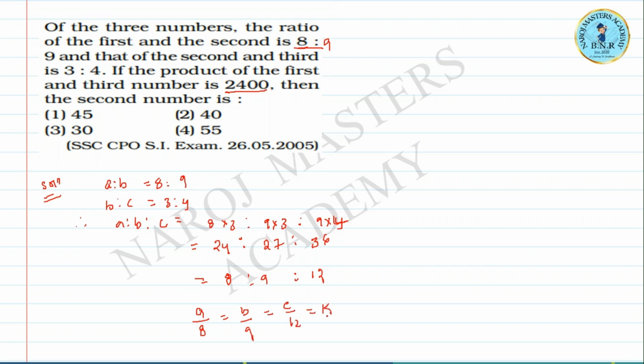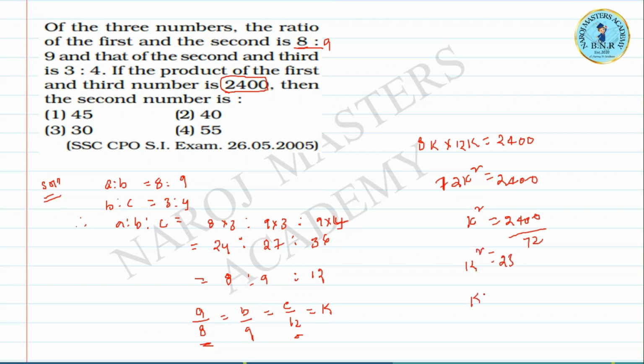We don't know the product, right? So according to the question, the first and third number product is 2400. The first and third numbers are 8 and 12, so you have to write 8k into 12k is equal to 2400. 12 8s are 96, so k square is equal to 2400 by 96, k square is equal to 25. What is the value of k? 5.